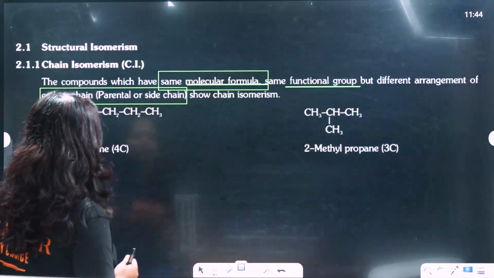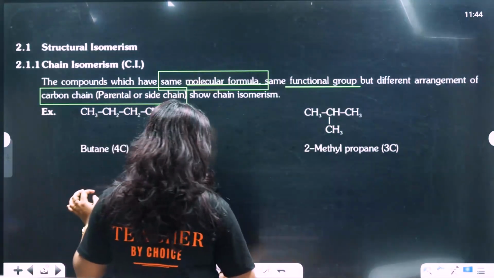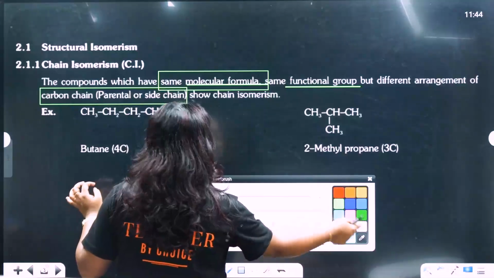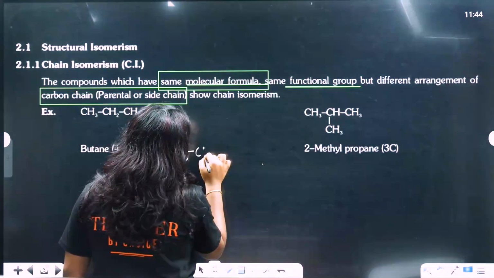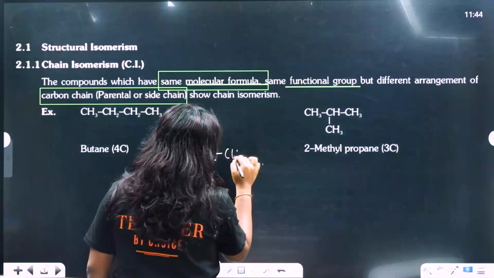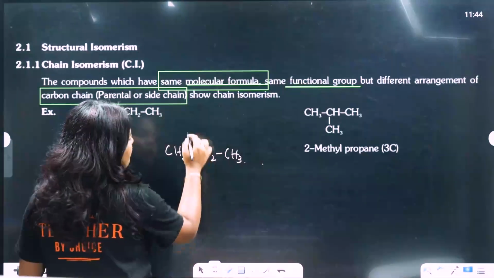Chain isomerism is basically, see, I will give you an example here, my dear students. For example, you have CH3 CH2 CH3, right? This is your propane, right?